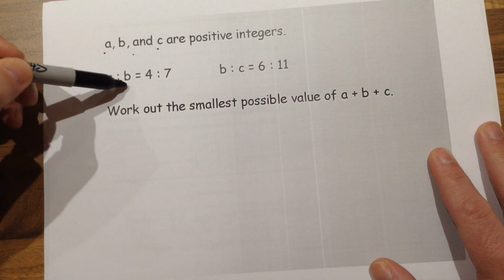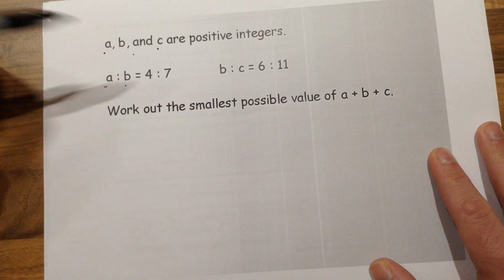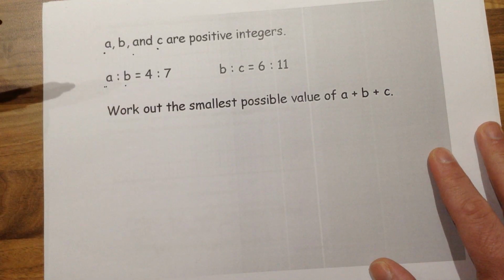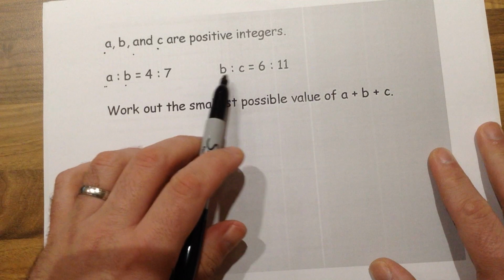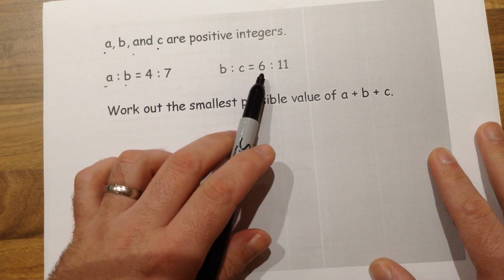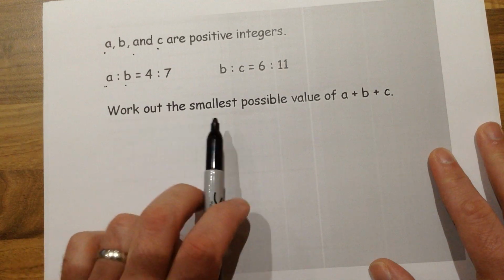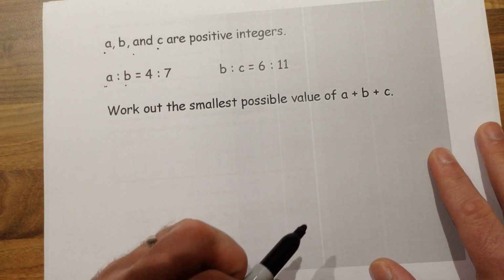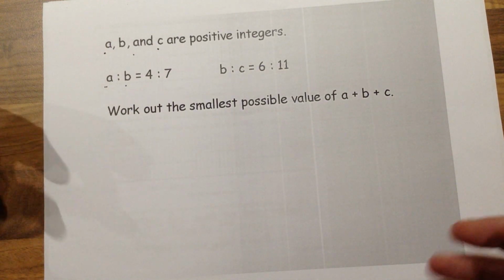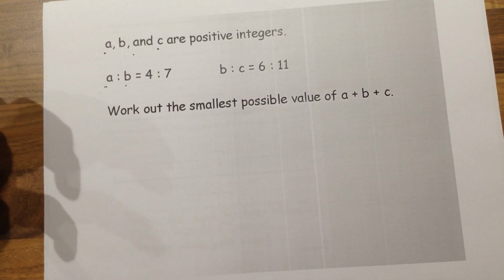We've got A and B, whatever they represent, in the ratio of 4 to 7. And then B and C, whatever they are, in the ratio of 6 to 11. What it wants us to do is find out the smallest value of A, B and C. So in other words, we are going to try and compare two ratios.